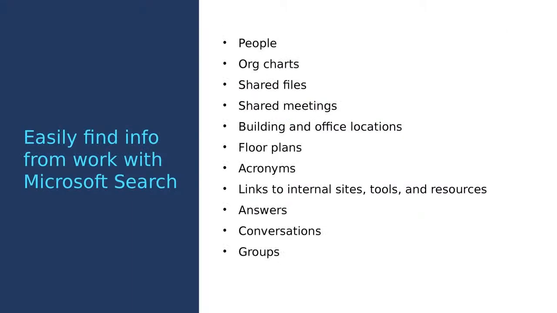You can easily find information from work within Microsoft Search. If you're looking for people within your organization or an org chart, assuming that your company has one, there's also the shared files, shared meetings, building and office locations, floor plans, acronyms. I know in IT we are huge on acronyms, so I don't know what we would do without it. There are also links to internal sites, tools, and resources. Some answers, you're able to go in and customize some of those commonly asked questions, and you can easily find those answers when you do a Microsoft search. You can also find conversations as well as groups.